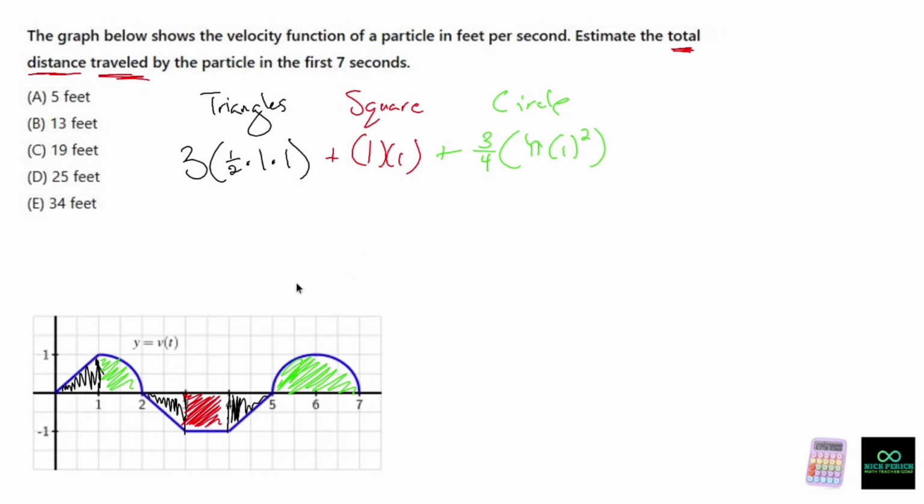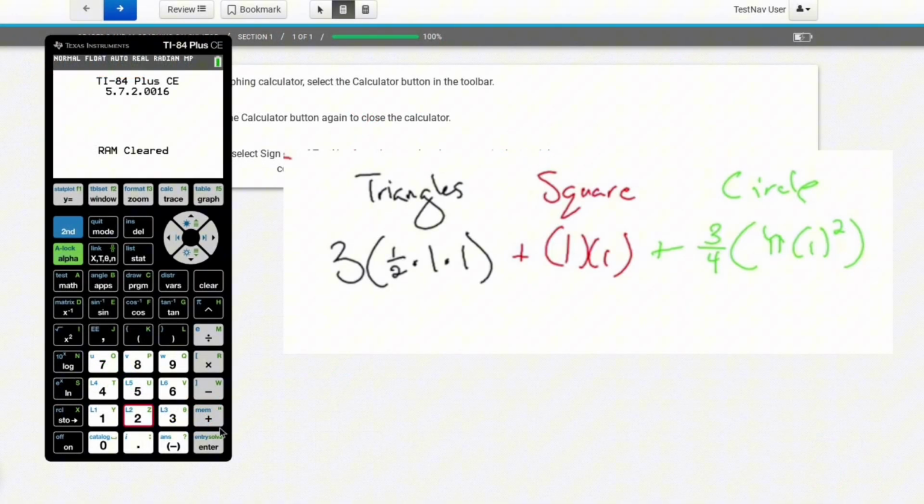Okay, so this is how I'm going to handle this problem. I'm going to type all of this into my calculator. Even though it is an estimate, and maybe I don't need to, I'm still going to type it into my calculator to get the most accurate result that I can. All right, so we've got ourselves 3 triangles, so 3 times 1 half times 1 times 1 plus 1 square, so 1 times 1. And then we've got our 3 quarters of a circle, so 0.75 times pi times 1 squared.